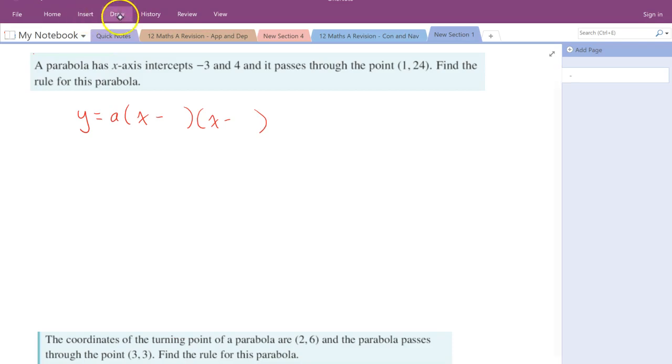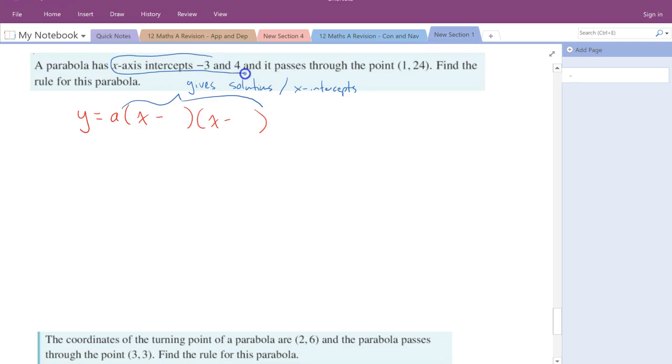Now I didn't put anything in there because there's different ways to write it or different letters to use. But this gives us the solutions, slash the x-intercepts. Remember, when we want to find the x-intercepts of a quadratic, we've got to solve it. We've got to factorize it, and then we've got to find out what values of x make y equals 0. So this gives us our x-intercepts.